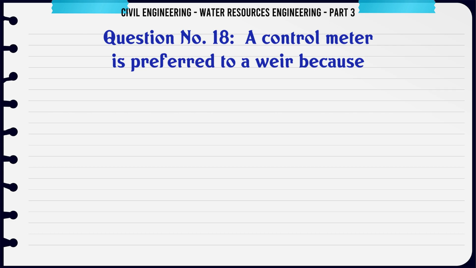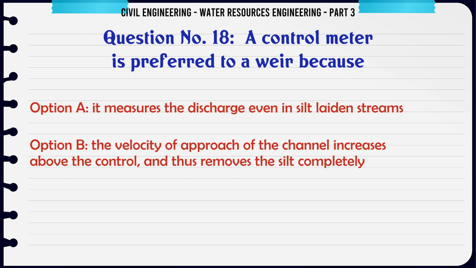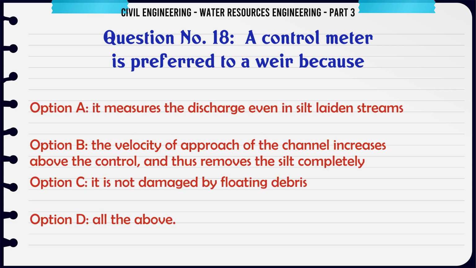A control meter is preferred to a weir because: A. It measures the discharge even in silt-laden streams. B.